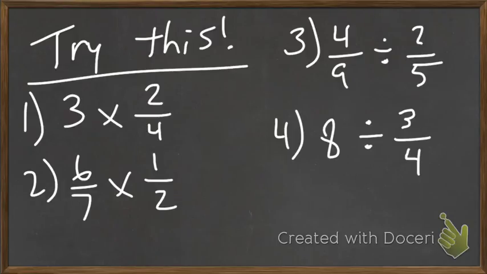So now I'm going to ask you to try this. Different types of multiplication and division questions. Remember, when you're multiplying, you want to try to reduce first, then multiply numerator and denominator. This is for multiplication.